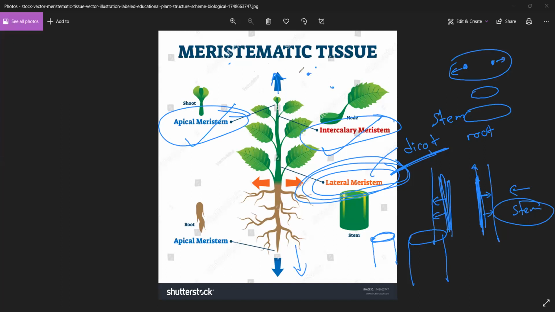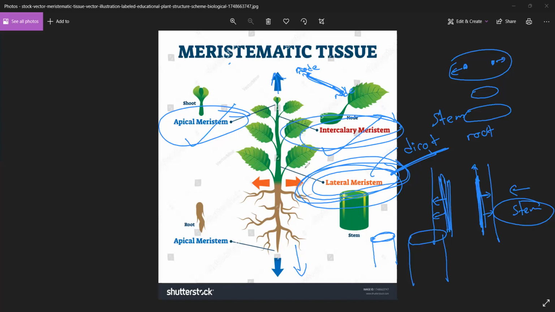If this is a node and this is a node, when the meristematic tissue at the node grows, the length of the internode also will increase. That is the second type. And the third type is lateral meristem. You can find it laterally, present in the stem and root of the plant. It helps the plant to increase in diameter, so the stem and all will become very big. It helps to increase the diameter of the plant.